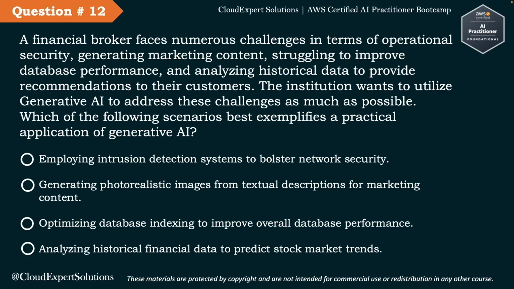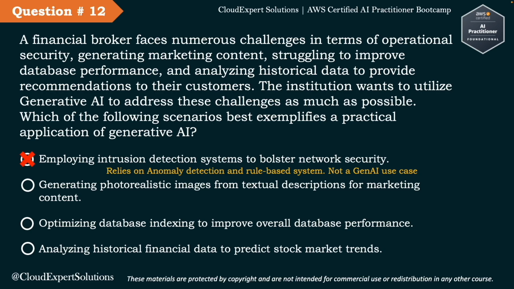Option number 1, employing intrusion detection system to bolster network security. Intrusion detection system relies on anomaly detection and rule-based systems, not on generative AI. That is why this is not the correct option.